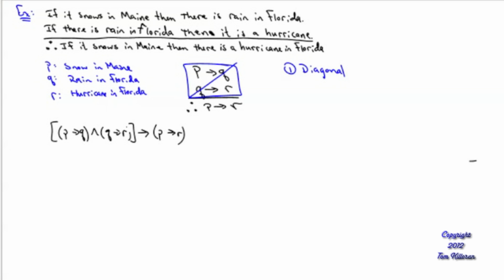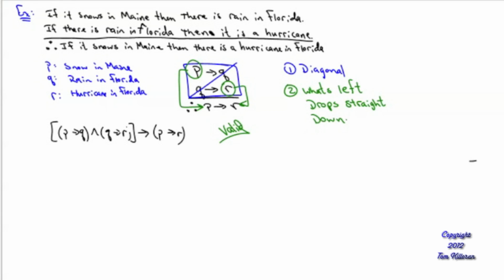The second part, part 2, is what's left, what was not crossed out, drops straight down. Whatever's left after you cross those two out has to drop straight down in the argument. In other words, did this P fall right into that first position? Yes. Did this R fall into the second position? Yes. Then this argument is valid. And you're done. It only works for three conditionals in a row.